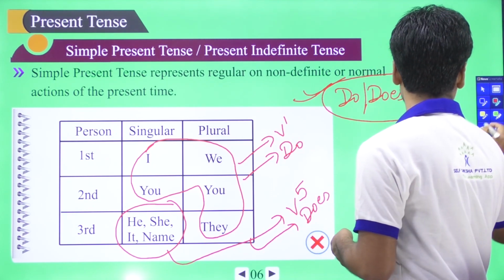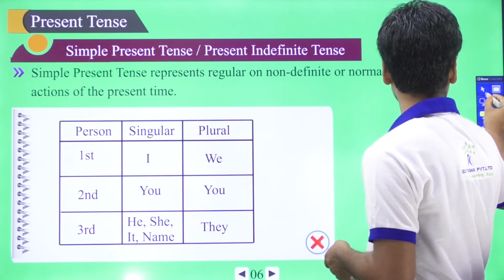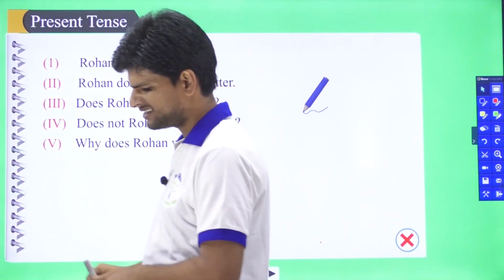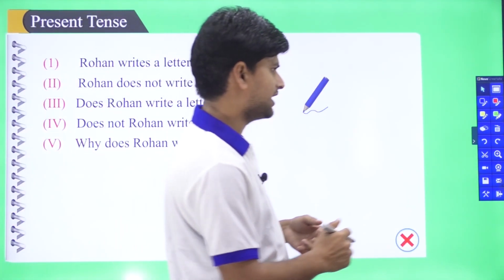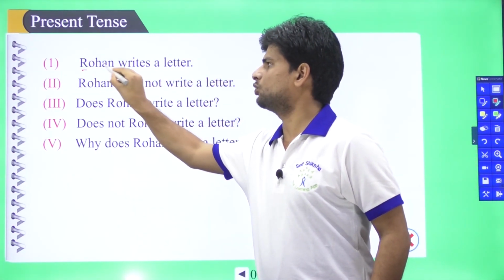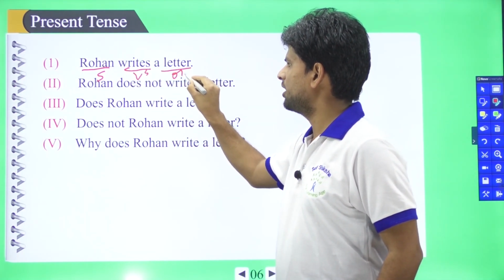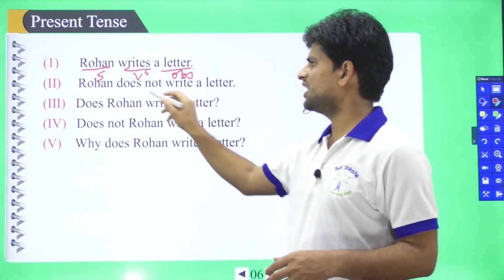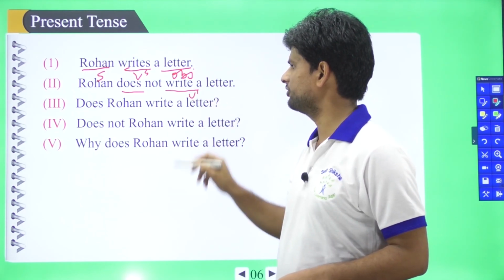कुछ basic से example जो है वो हम देख लेते हैं. So if you go through the examples of these structures, same आपको वही सारी चीज़ें वो structure एक तरीके से पहचान ही लेना है. If you go through, Rohan writes a letter. Here Rohan is the subject, writes is the V5, a letter is the object. So this is the general affirmative structure of simple present tense. Rohan does not write a letter, does or write. ये आपको does आप पहचान रहे हो, write जो है वो V1 है.